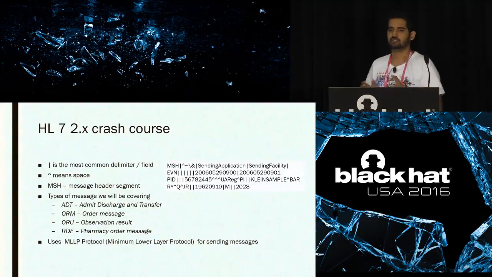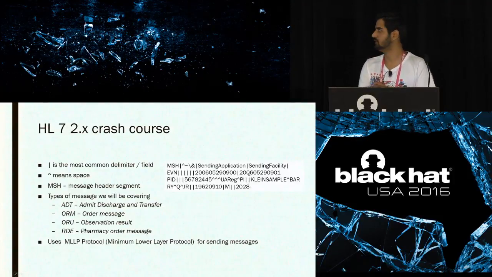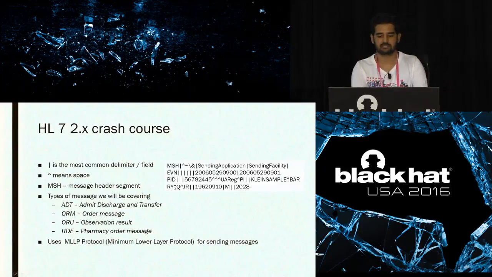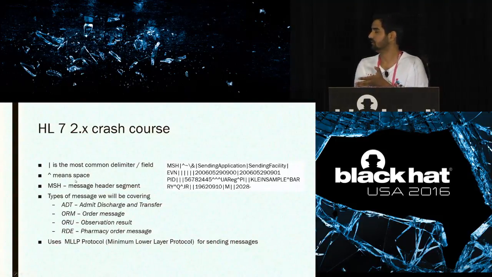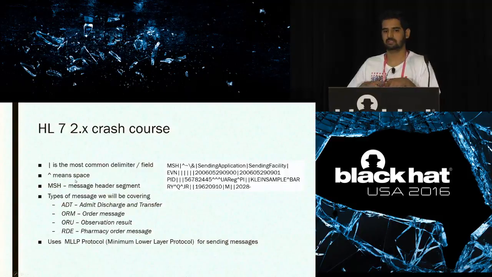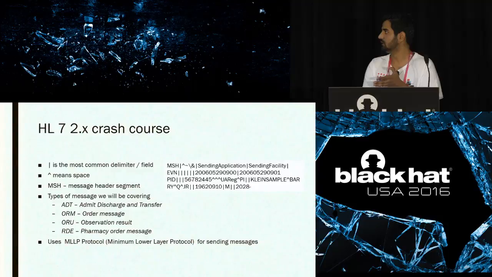And this is how it looks in real. This is just the first line of an HL7 message. This is the MSH segment. Whenever you see an HL7 message, this is the most common delimiter. Please note that this can change with different standards or different vendors. The pipe symbol means there's a new field. The caret means space. So if I were to say John Doe, the space between them would be given by the caret symbol. All right, MSH is the header.